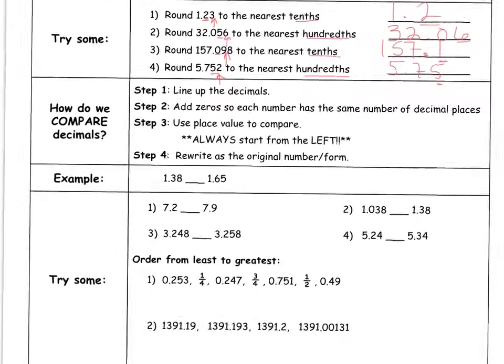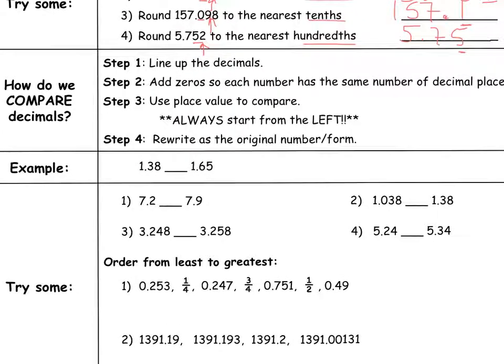Okay, so example. We have 1 and 38 hundredths and 1 and 65 hundredths. So first of all, I'm going to line them up. So I'm going to write them vertically. So I have 1 and 38 hundredths, and then I have 1 and 65 hundredths. Okay. So then I'm going to add zeros so they have the same number of decimal places. Well, they have the same number of decimal places. Each decimal has 2 decimal places. Okay? Same number. So I don't need to add any zeros.